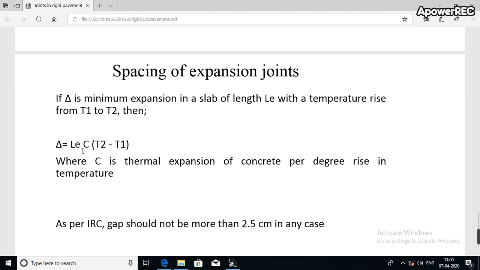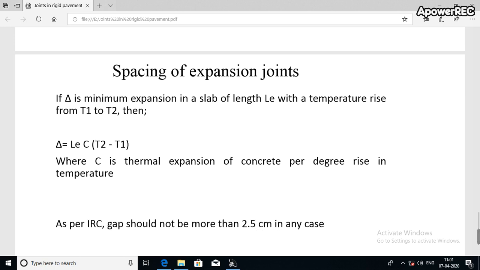Expansion joint spacing, in other words, means the length of the slab when the expansion joints are provided. That means between two consecutive joints there will be a slab. So the spacing of expansion joints means the consecutive spacing between them is the length of the slab. As per the IRC recommendation, this gap should not be more than 2.5 centimeters in any case.